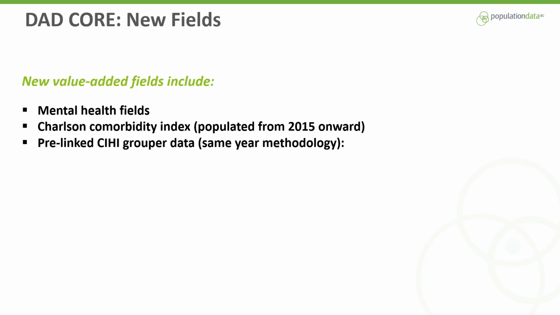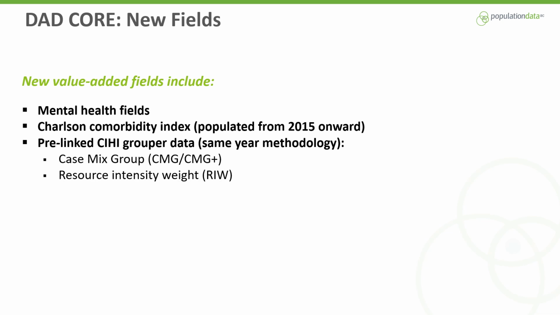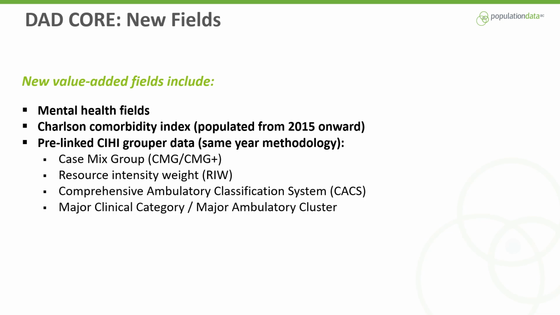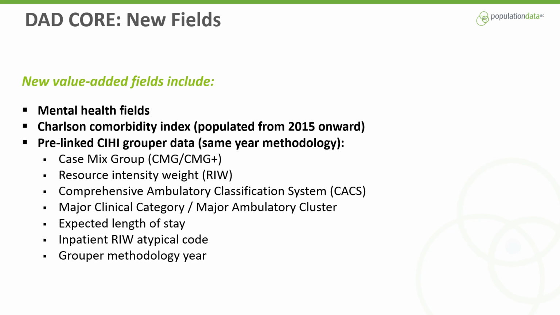Pre-linked CHI-HI grouper fields with the same year methodology include case mix groups, resource intensity weights, comprehensive ambulatory classification system, major clinical category or major ambulatory cluster, expected length of stay, inpatient RIW atypical code, and grouper methodology year. A consideration to note, depending on your research needs, is that the pre-linked CHI-HI grouper fields use year-specific methodology. Since the grouper methods change annually, use caution if making comparisons between years.